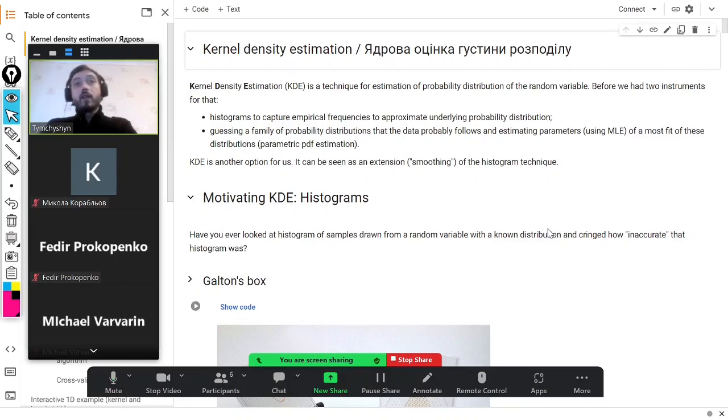But on the other hand, it has some sort of problems, and we want to alleviate these problems. So first of all, I want to show you what are the problems with histograms, so what are we trying to make better, and then I will show you a method that can be used as a substitution for histograms.